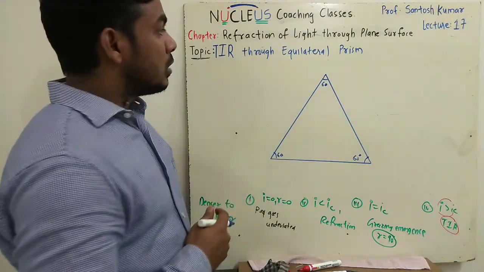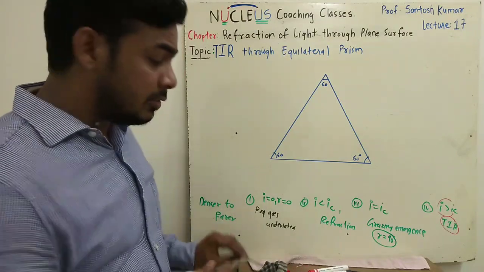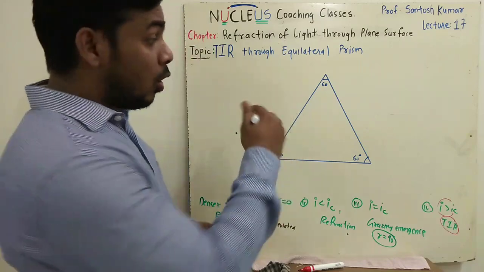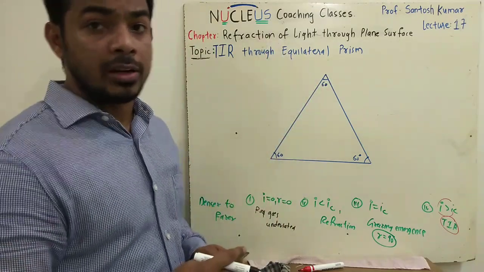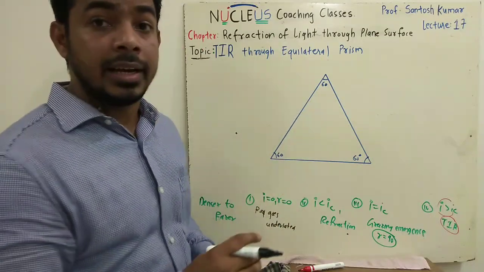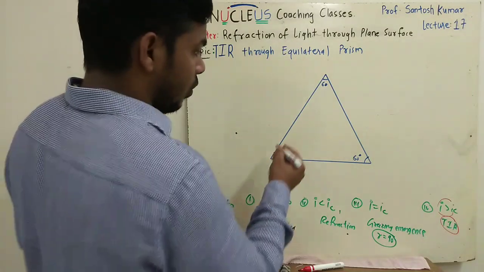Now let's study the total internal reflection through an equilateral prism. Here we have only one case where a ray of light will be incident normally on any face of an equilateral prism. Remember, we have the case where a ray is incident normally on any face. So I will consider a ray on this face.